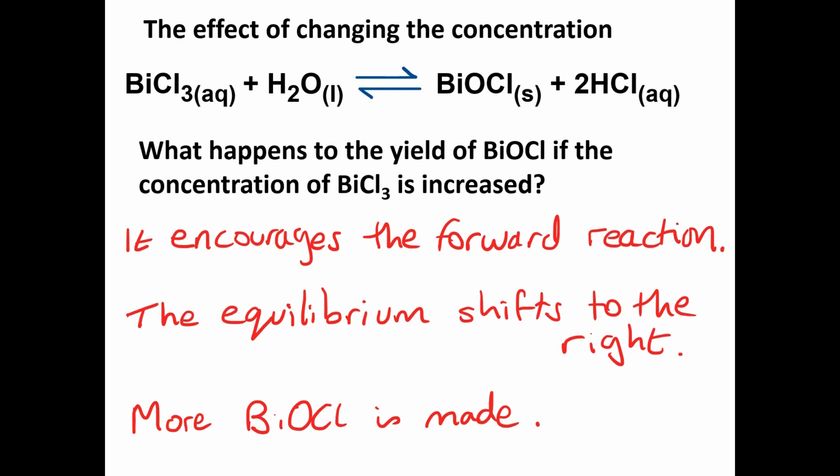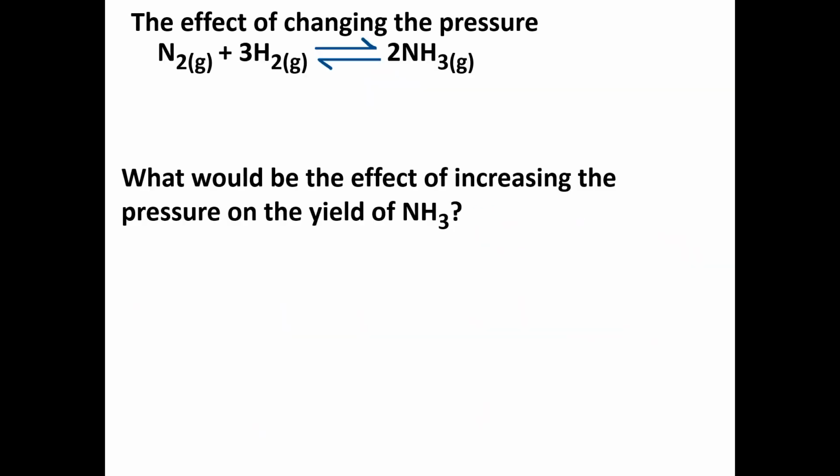Let's take a look now at the effect of changing the pressure. What would be the effect of increasing the pressure on the yield of NH3? Well, first we need to look at how many molecules of reactants are on the left and how many molecules of product are on the right. And we can see on the left we've got 1 molecule of N2, 3 molecules of H2, so that's 4 molecules of gas on the left. On the right we've just got 2 molecules of NH3.